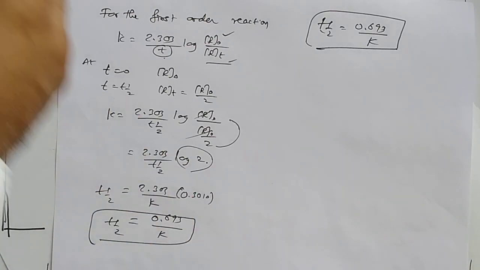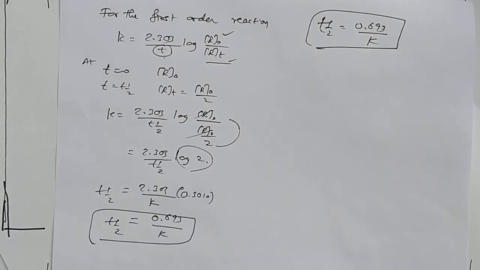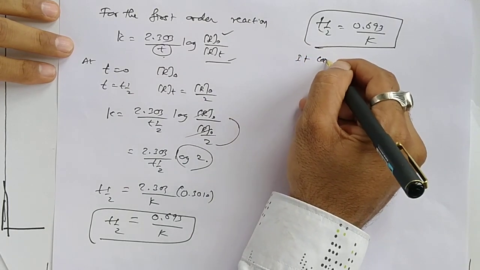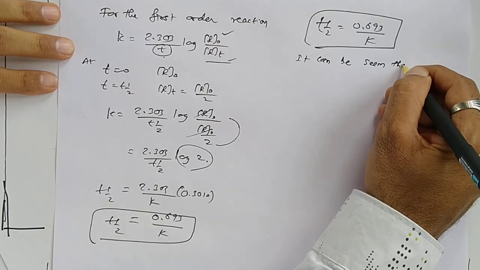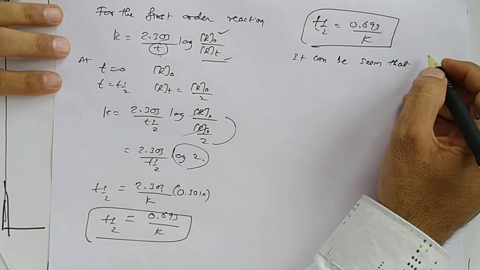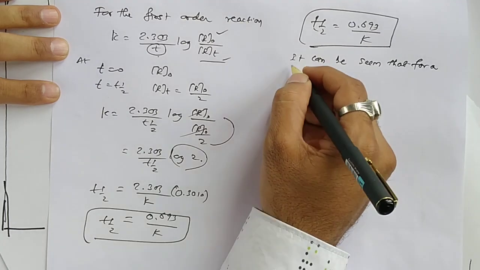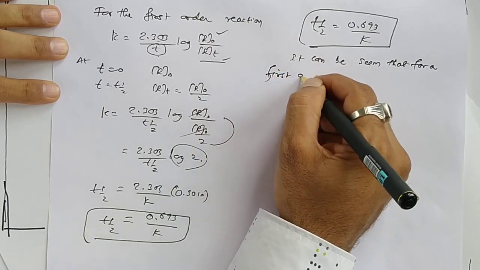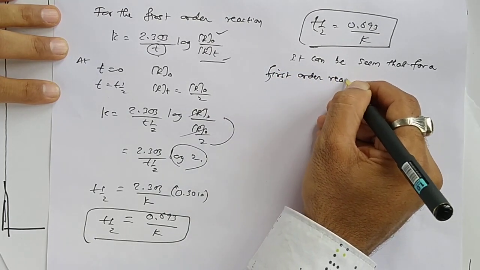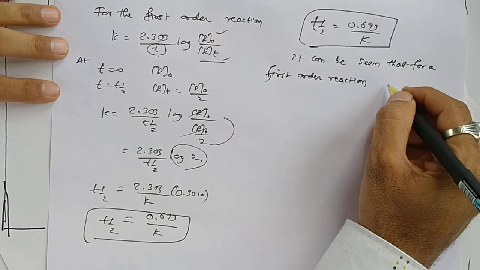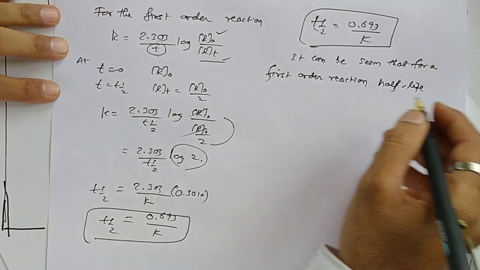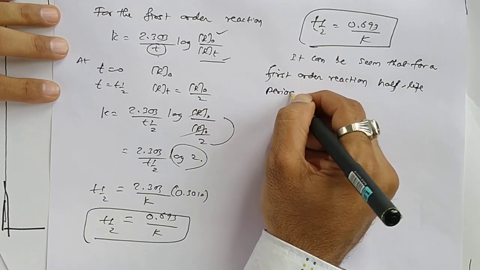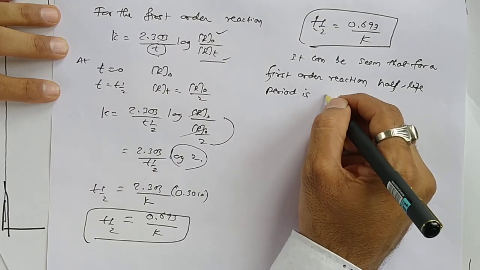Understood? It can be seen that for a first order reaction the half-life period is a constant.